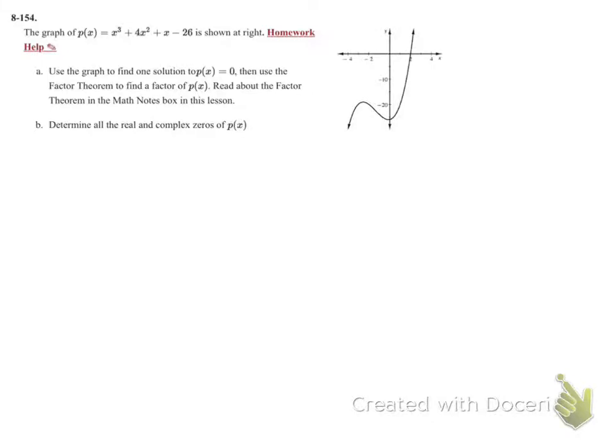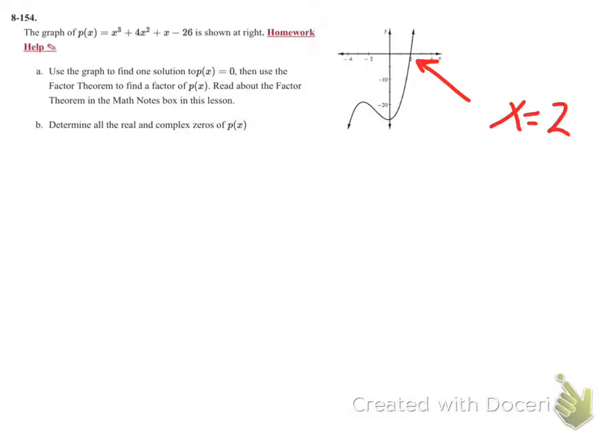All right, in problem 154, we're taking a look at this cubic, third-degree polynomial here and trying to figure out the different factors and the roots. So first of all, looking at the graph, we see that we have one real root here. We're going to have two complex roots then, because we have a third-degree polynomial and we have to have three roots. That one looks to be at x equals 2.